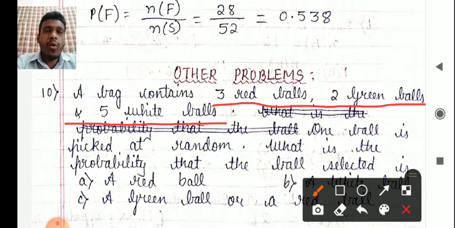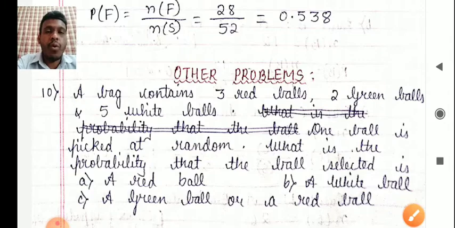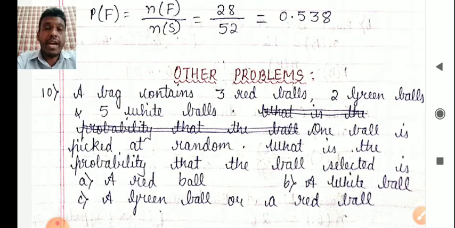So one ball is picked or selected at random. What is the probability that the ball that is selected is (A) a red ball, (B) a white ball, and (C) a green ball or a red ball. So let us solve this step by step. The total number of balls is 10, out of which we are selecting one ball.